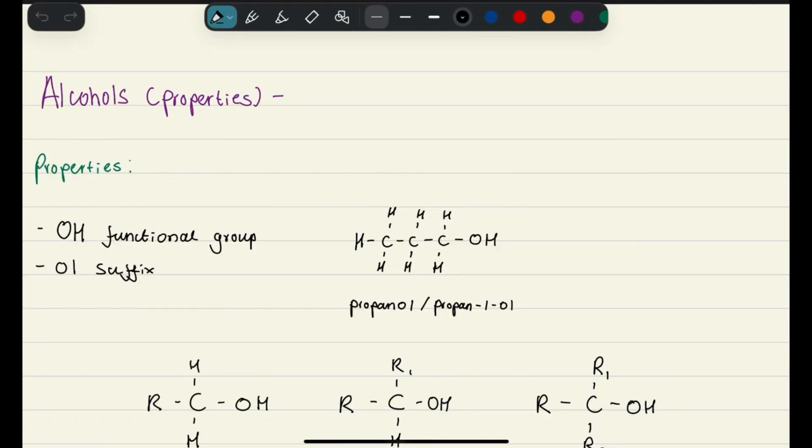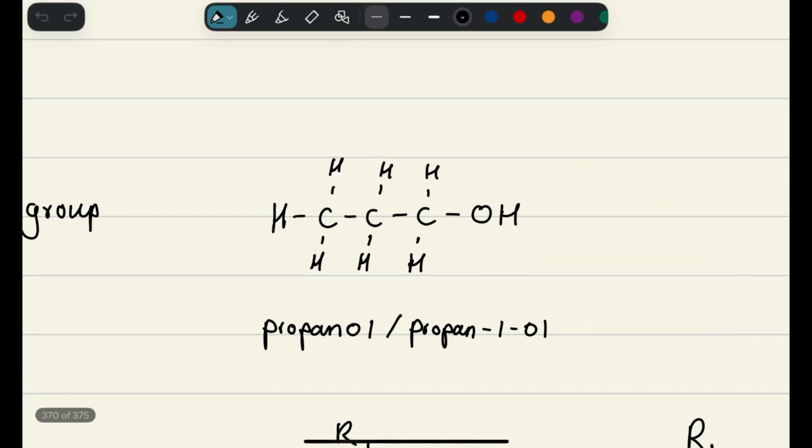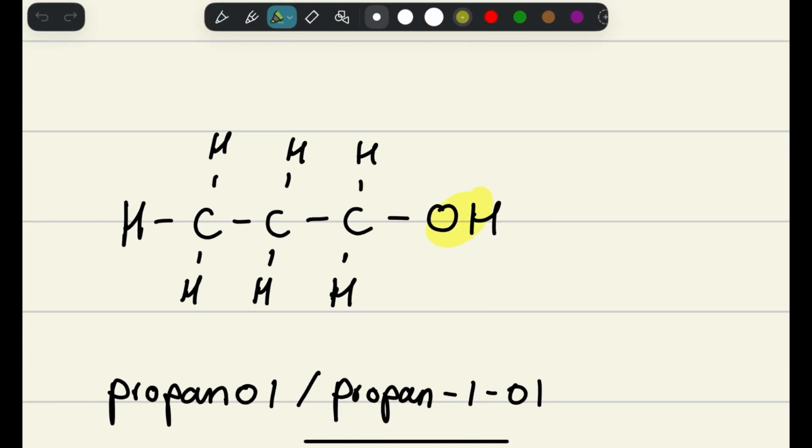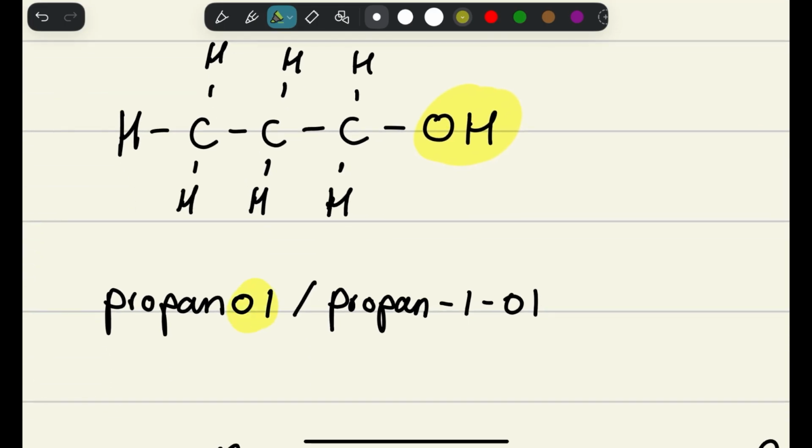Okay, so we're going to kick things off by talking about the properties of alcohols. Alcohols have the OH functional group, and the suffix is "ol." So you can see here, this is an alcohol because it has your OH functional group. And also, you can see with the naming, we call them "ol."